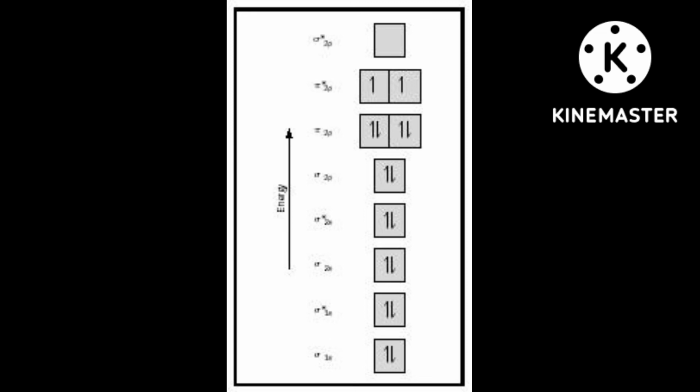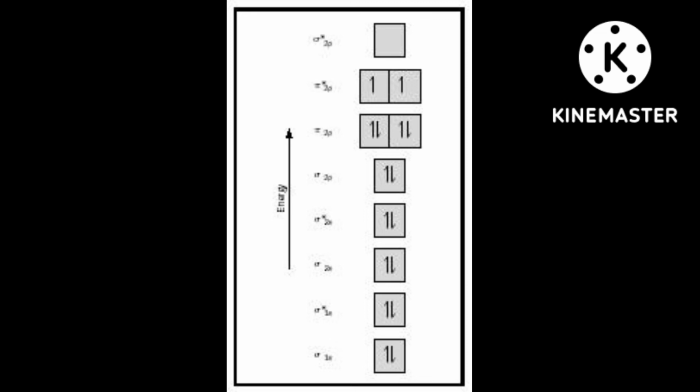Then sigma A plus sigma B is bonding, and its energy will be less. And sigma A minus sigma B is the anti-bonding molecular orbital, and its energy will be more. I told you that the anti-bonding molecular orbital will be up, and the bonding will be down. In the diagram you will see these things only, and both conditions, plus and minus, will apply.